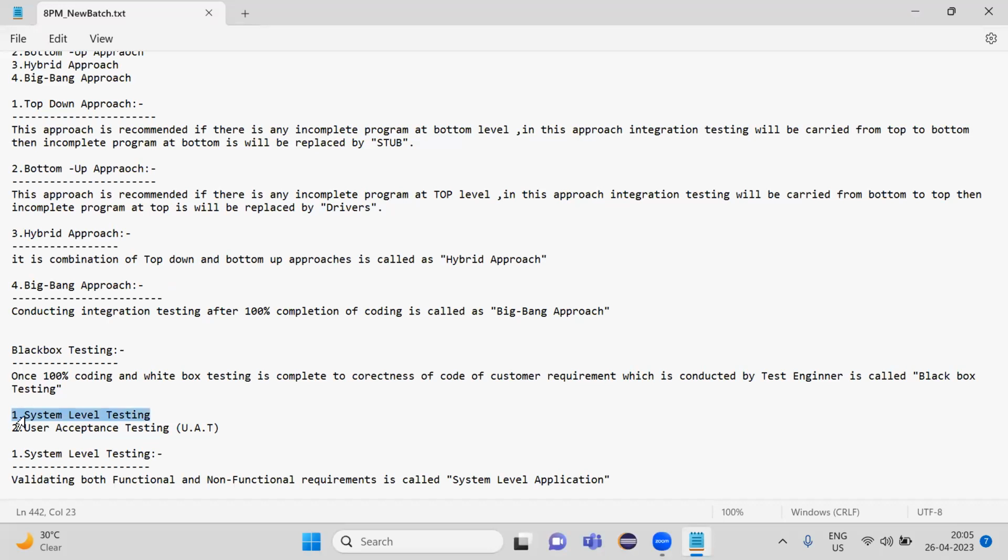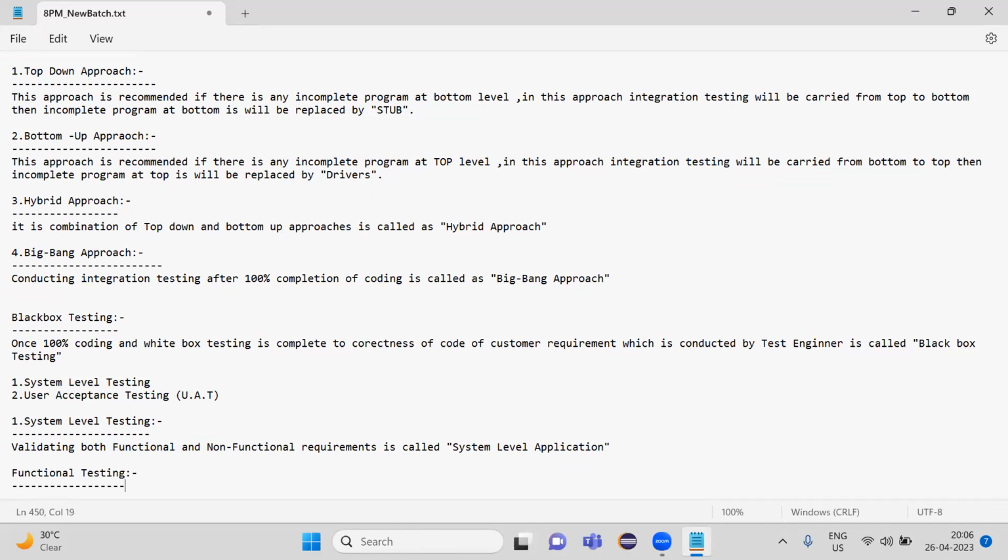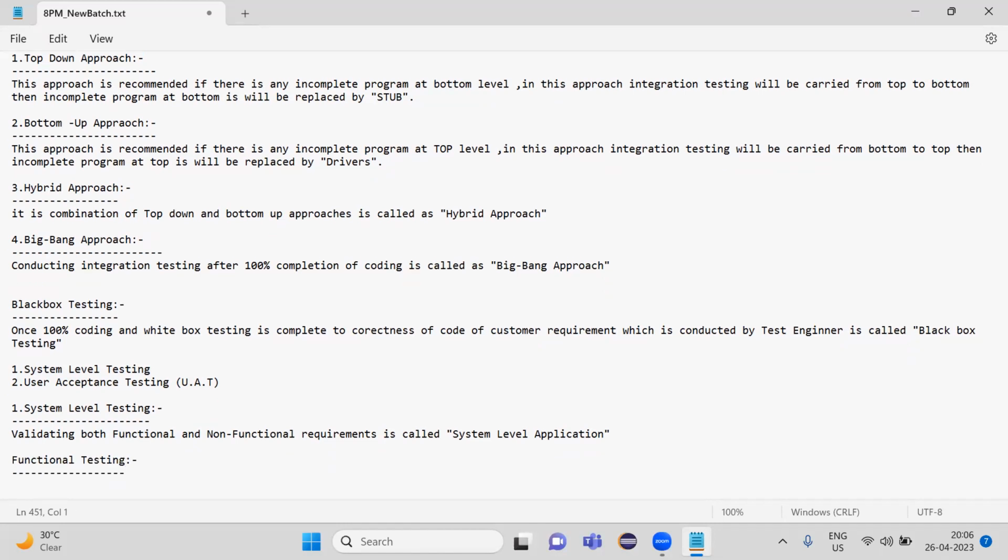Under system level testing, we have to perform different types of testing. What is meant by system level testing? It is to validate both functional and non-functional aspects. Here, what is meant by functional testing? You are a functional tester or a non-functional tester? Functional testing. We are functional testers. What is meant by functional testing?